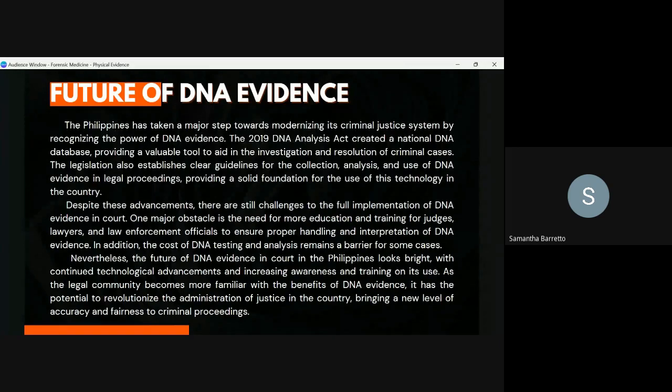Despite this advancement, there are still challenges to full implementation of DNA evidence in court. One major obstacle is the need for more education and training for judges, lawyers, and law enforcement officials to ensure the proper handling and interpretation of DNA evidence. In addition, the cost of DNA testing and analysis remains a barrier in some cases. Nevertheless, the future of DNA evidence in court in the Philippines looks bright, with continued technological advancement and increasing awareness and training on its issues.